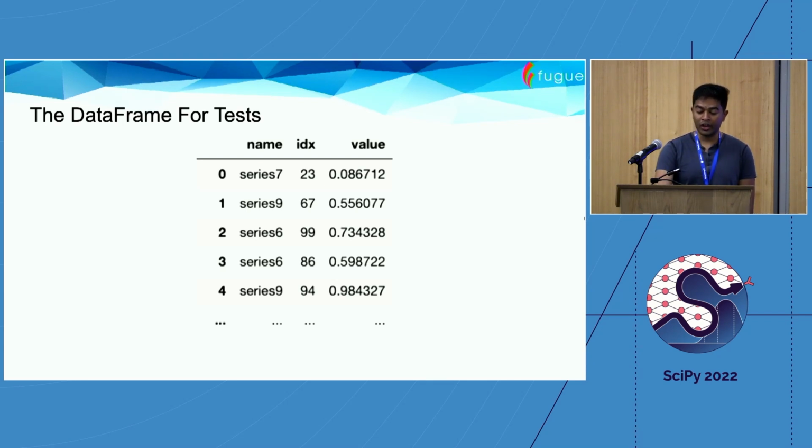What we want to do here is to find the rolling z-score for each time series and thus do anomaly detection.